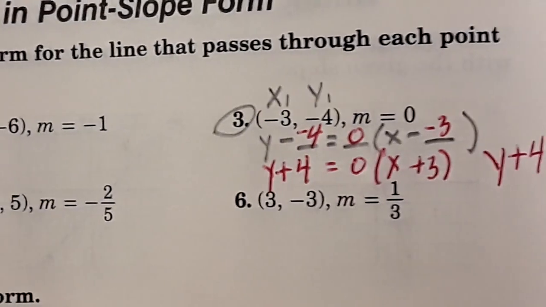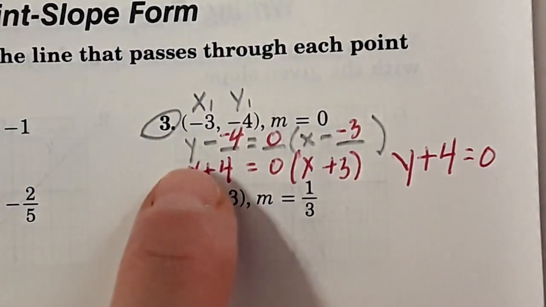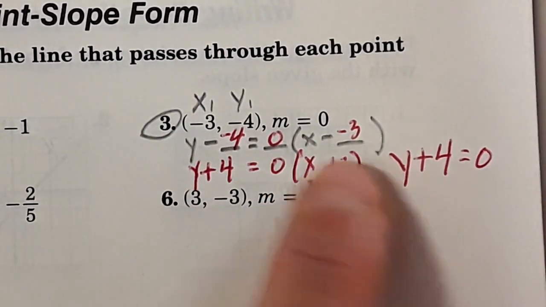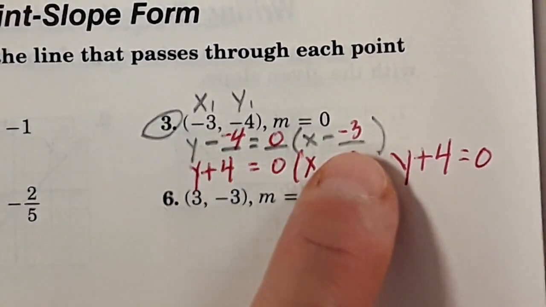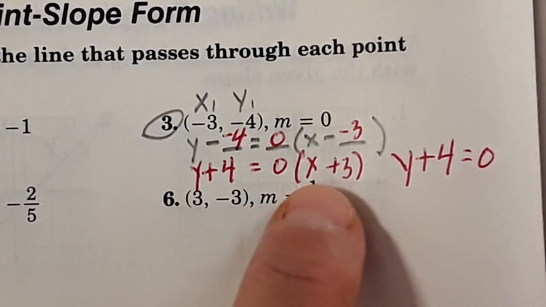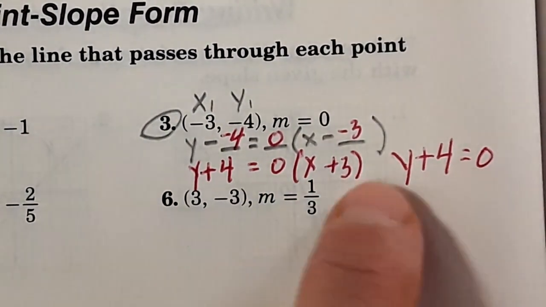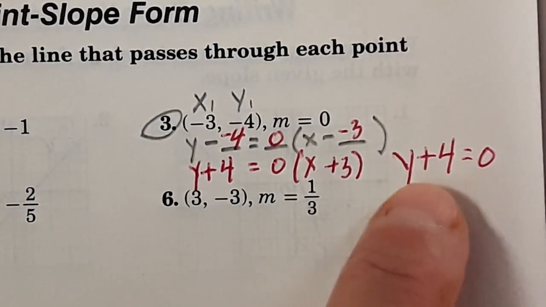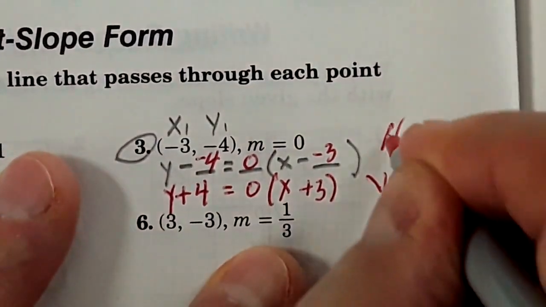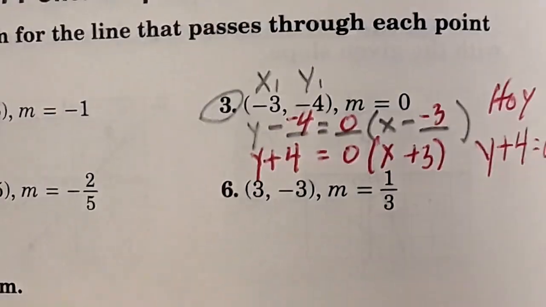Okay, here we go. Number 3, we put down x1, y1. We put down y minus blank equals blank times x minus blank. We substituted -4, 0, and -3 in. And we got y plus 4 equals 0 times x plus 3. And therefore, the right side is 0. And that actually is a horizontal line. But this is in point slope form. All right, we're now going to go to 7.